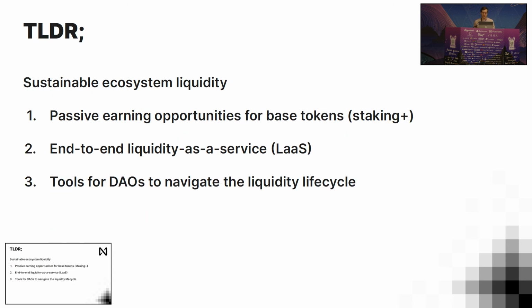So basically, to recap all of this, the way we're thinking about sustainable liquidity is doing three things. We want to create the best possible passive earning opportunity for the base token, which in our case is NEAR. So it's this staking-plus option. We don't want people to just think, I want to be lazy and earn rewards on my NEAR and stake it. We want them to think, okay, I'm going to use a stake farm because then I'm going to get even more rewards for still doing the least amount of work. We need end-to-end liquidity as a service tools in order to enable this. That's one of the building blocks. And then we need to introduce the stake farm to help DAOs navigate through this entire process.